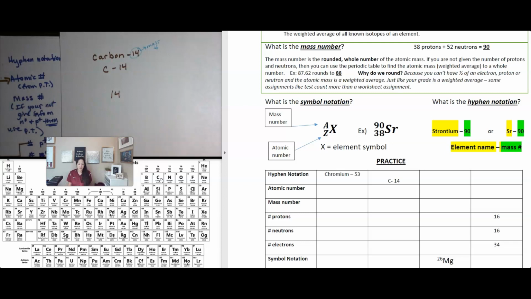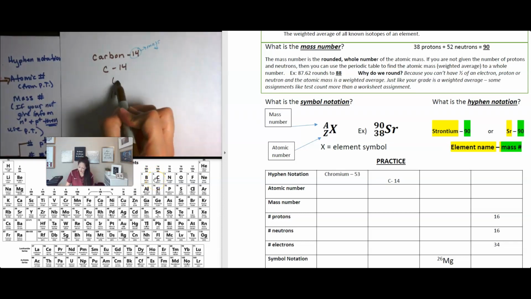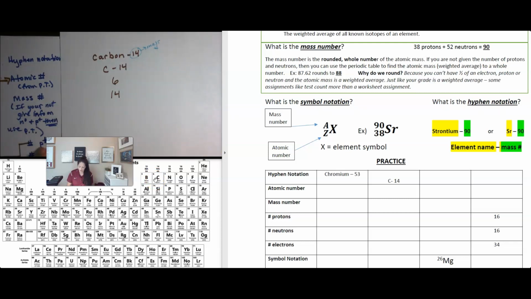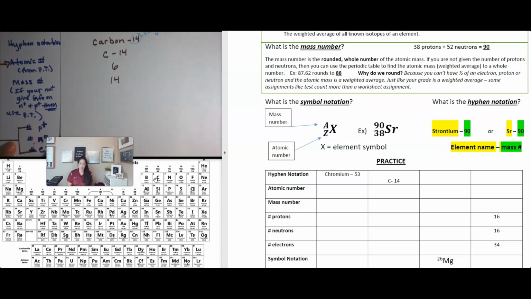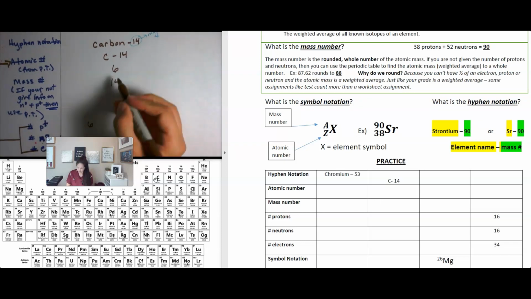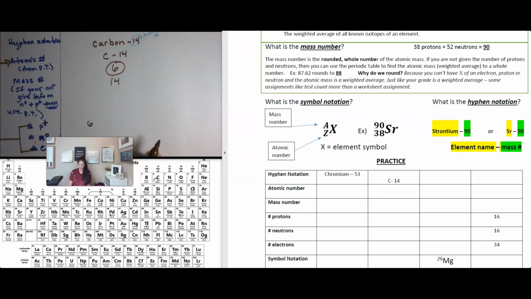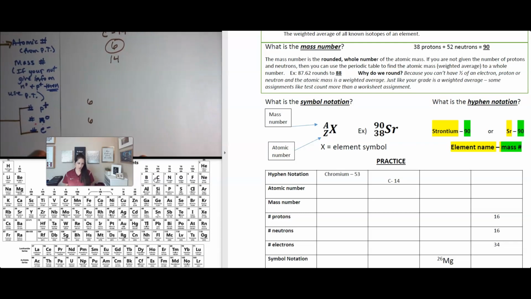To find our atomic number, we can simply look on the periodic table. So we look at carbon. The small whole number is your atomic number, so it's going to be 6. So remember, your atomic number for an atom is going to be the number of protons, and it will also tell you the number of electrons. So the number of protons is going to be 6, because our atomic number is 6. Our number of electrons is also going to be 6, because it's an atom, so they need to be equal to each other.